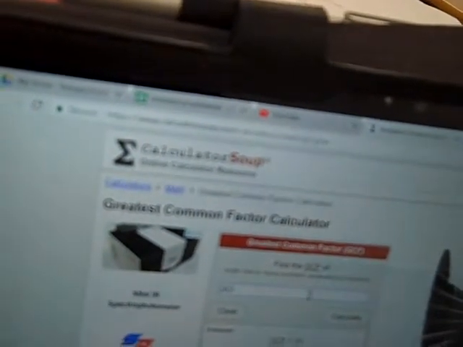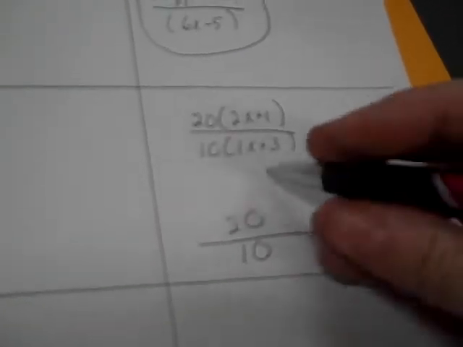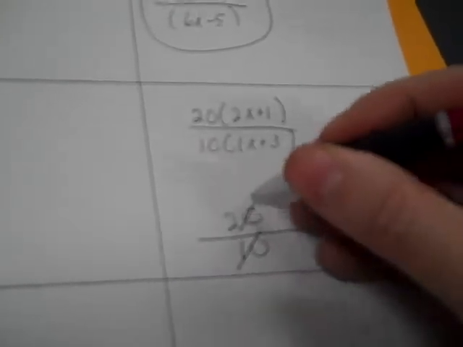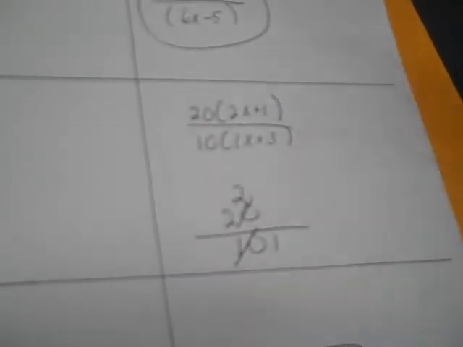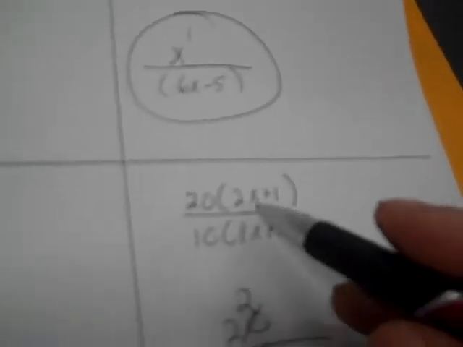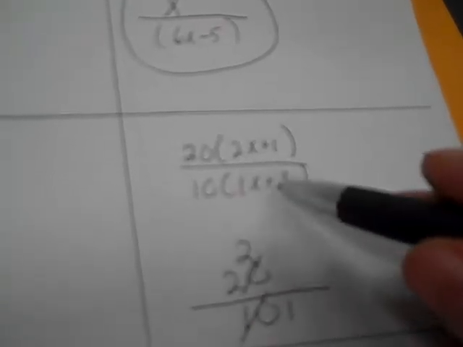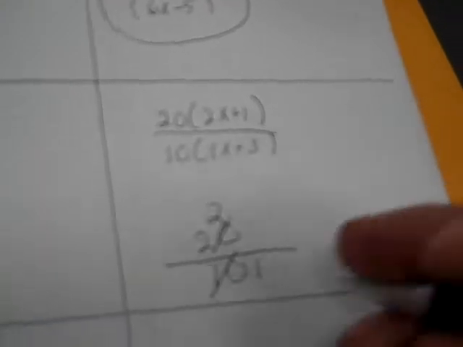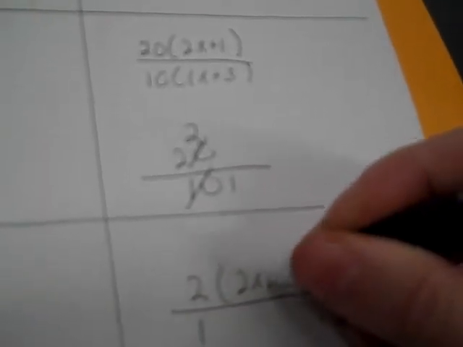I do my GCF 20, comma 10. It gives me a GCF of 10, so I need to cross them both out and divide them by 10. So that becomes a 2, and that becomes a 1. So 2 and 1. And then I have a parentheses with 2x plus 1, but I don't have that same parentheses on bottom, so that's 2x plus 1 over 1x plus 3.